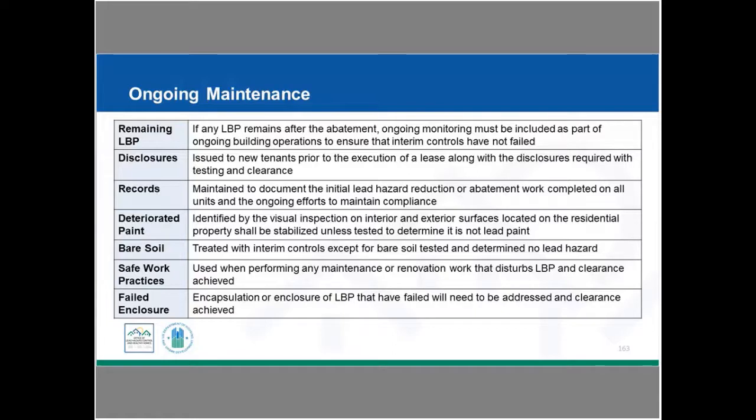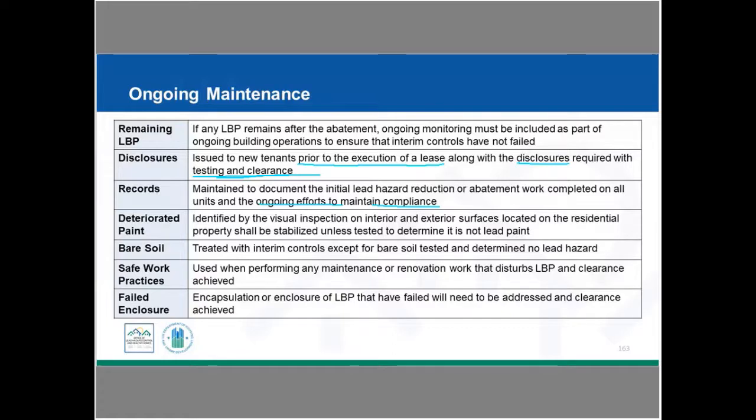And so prior to the execution of a lease, we're going to continue to provide those disclosures, and that's not only going to inform them about the hazards of lead paint and steps they can take to protect their family, but also we're going to tell them about what's been done. What do we know about that unit that you are thinking about leasing? And be able to disclose that testing and clearance results for that unit. So we need to make sure that those initial lead reduction or abatement work files are maintained. They're kept for all of those units, and they're going to be part of laying out what our inspection protocol is going to be for those units.